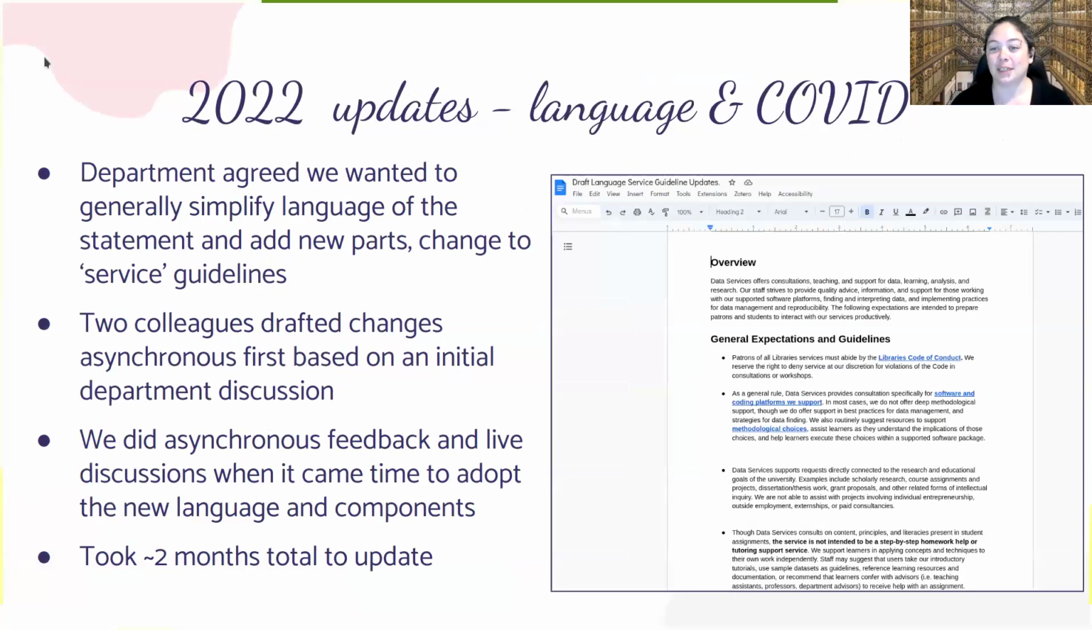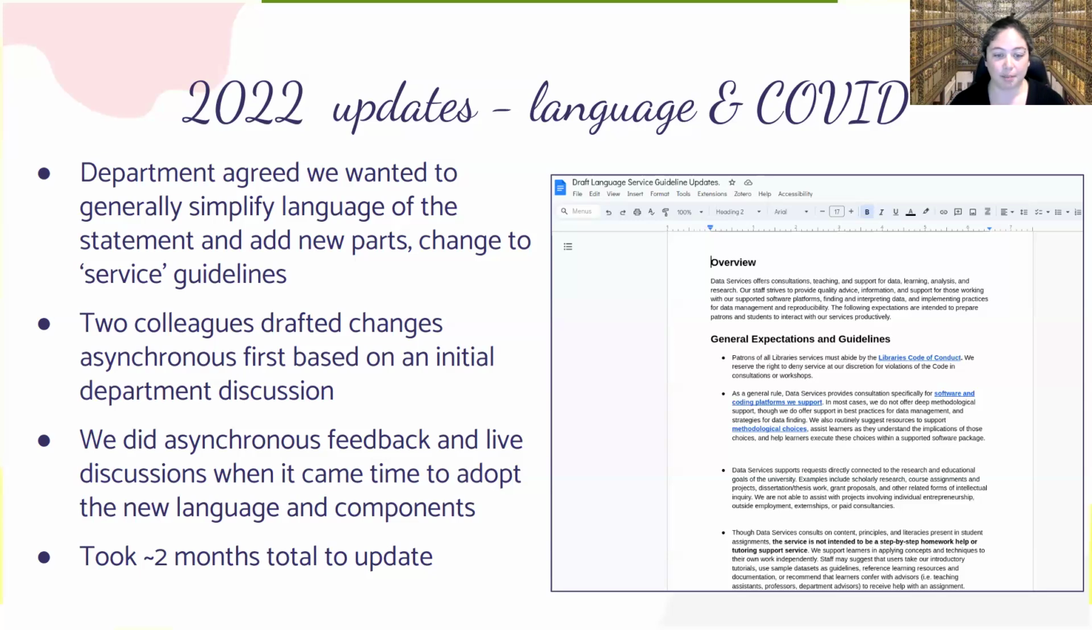So in 2022, we did a major update for both the language of our document and to incorporate things from COVID, frankly. The department agreed that our initial guidelines read honestly a little bit stuffy. We talked about the meta-literate learner and all this stuff. We decided we wanted to make the language more accessible to patrons and honestly just simplify it a lot. So 2 colleagues again took on these drafted changes based on a few weeks of discussion as a team.